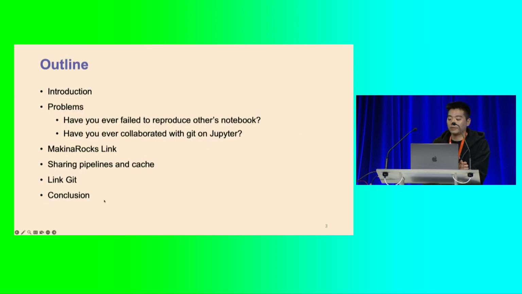So I'd like to start with the outline of today's presentation. Firstly, I'll discuss two problems related to Jupyter: reproducibility and Git integration. I'll briefly mention Makina Rocks Link, and then present ways to share pipelines and caches to help reproducibility. And I'll also talk about how to use Git in Jupyter. Finally, I'll summarize my points before ending my presentation.